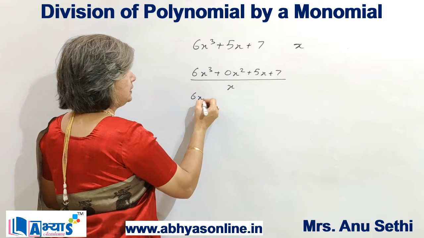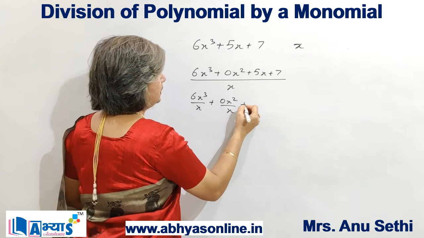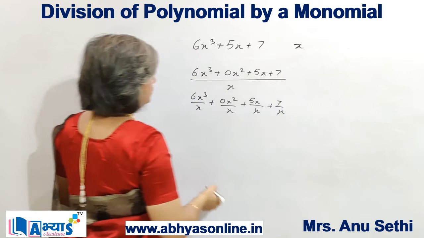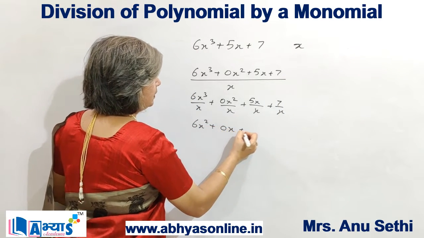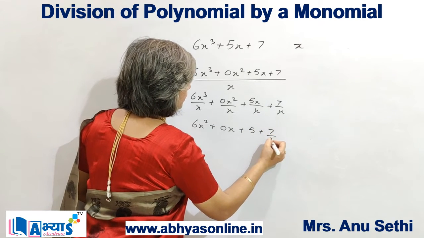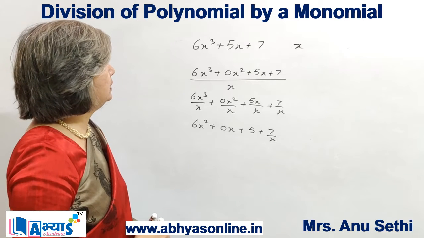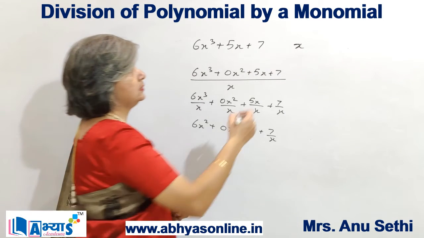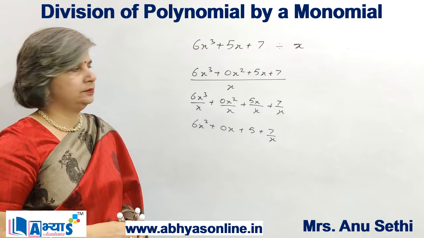So now we have 6x cube upon x plus 0x square upon x plus 5x upon x plus 7 upon x. So we will get 6x square plus 0x plus 5 plus 7 upon x. This is the answer when the polynomial 6x cube plus 5x plus 7 is divided by x. So this is how we can divide a polynomial by a monomial.